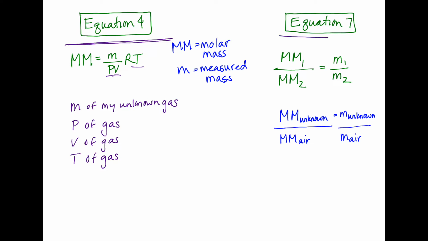When I'm working with equation 7, I just need to know the mass of my unknown, the mass of air. And I also need to know the molar mass of air, but that one isn't a measurement, it's given in the prelab. Now this is all data that you'd be able to collect in class or data that you would be given.